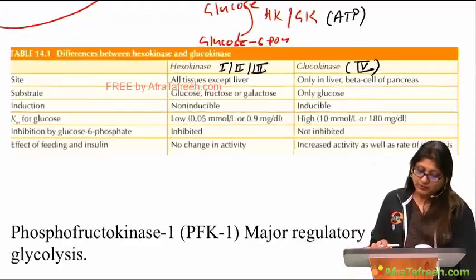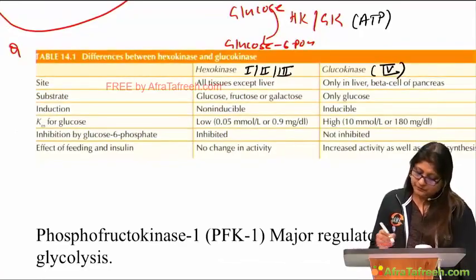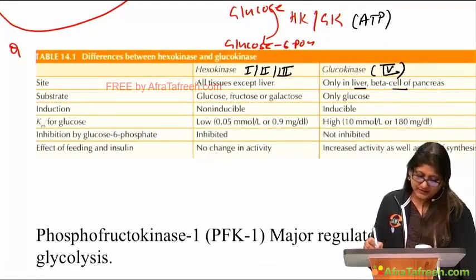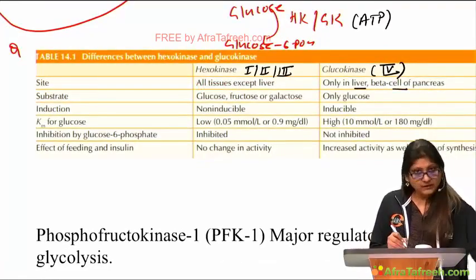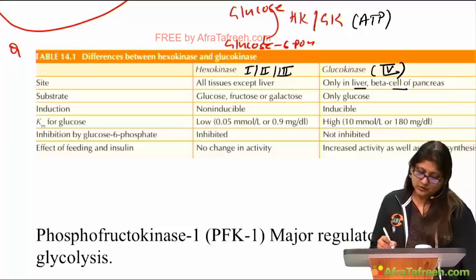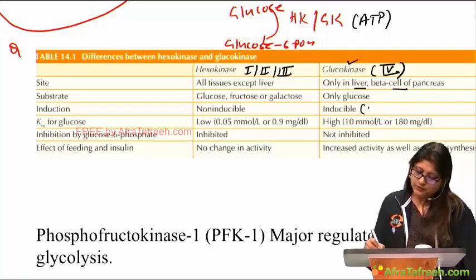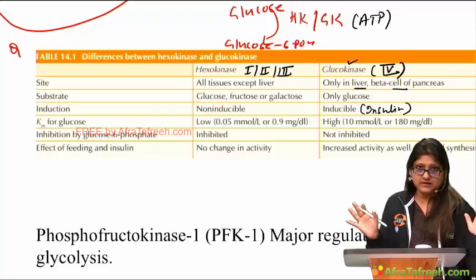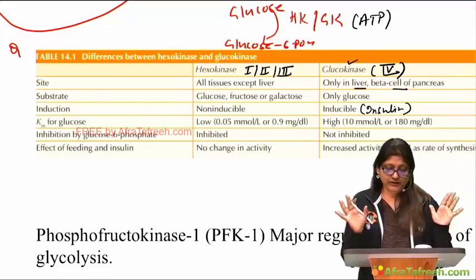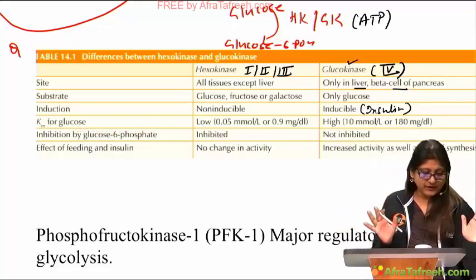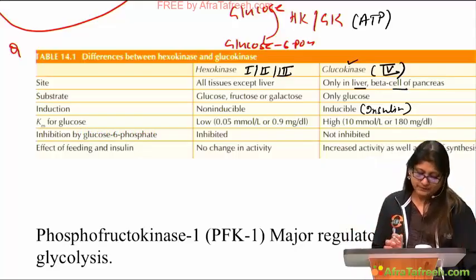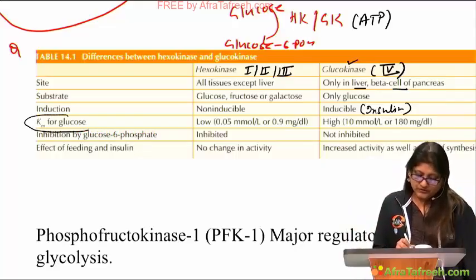But when you talk about distribution, the glucokinase is found in liver and beta cell, and in other places you find other isoenzymes of hexokinase. And glucokinase is being induced in presence of insulin, that you must know. And hexokinase is always there in the cell. It is not inducible.